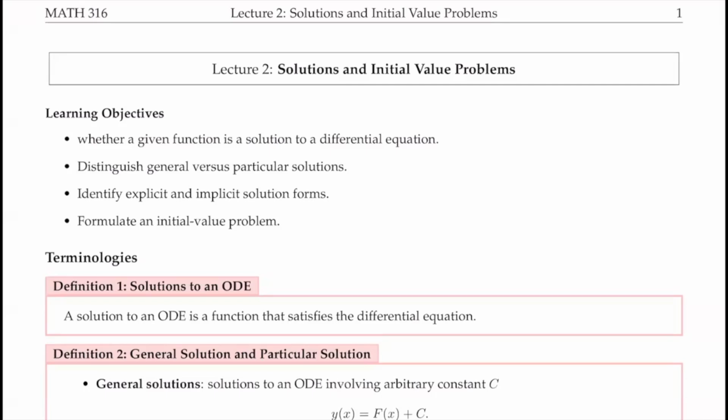All right, so what are the learning objectives? Hopefully at the end of this lecture, you're going to be able to verify whether a given function is a solution to a differential equation or the solutions to initial value problems. You should be able to distinguish between general and particular solutions. We're going to go over those definitions later. Identify explicit and implicit solution forms.